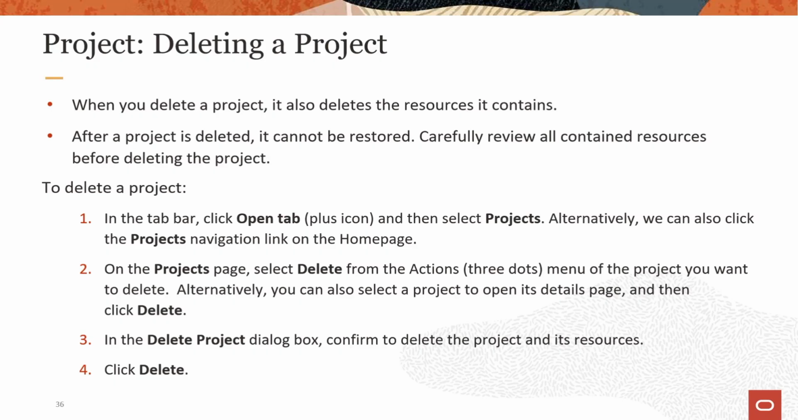In the tab bar, click Open tab and then select Projects. Alternatively, you can also click the Projects navigation link on the home page. On the Projects page, select Delete from the Actions menu of the project you want to delete. Alternatively, you can also select a project to open its Details page and then click Delete.